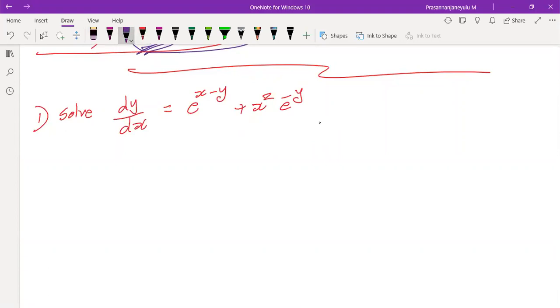They mentioned only solve, but can we identify that we have to use variable separable? We cannot understand that, as they did not mention it in the problem. By seeing the problem only, we have to identify that we have to use the variable separable method. Okay, so starting the solution. In the solution, what do we have to do? Writing dy by dx is equal to e power x into e power minus y, taking e power minus y common, e power x plus x square into e power minus y.